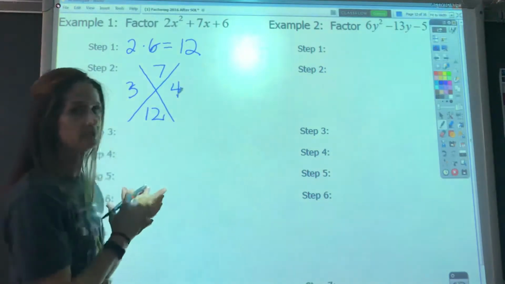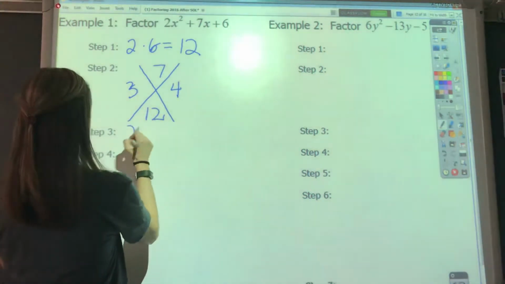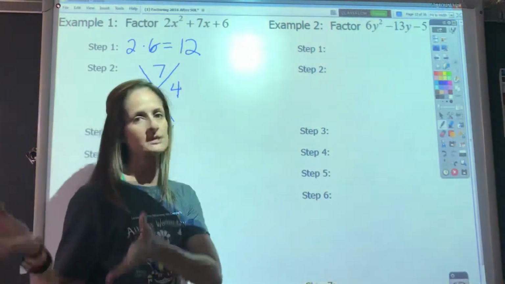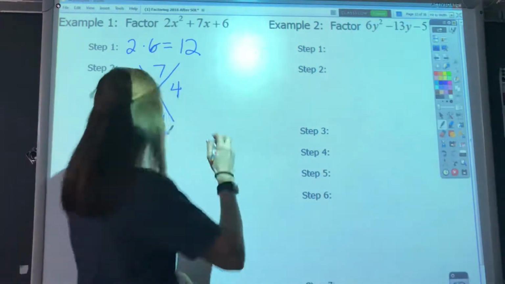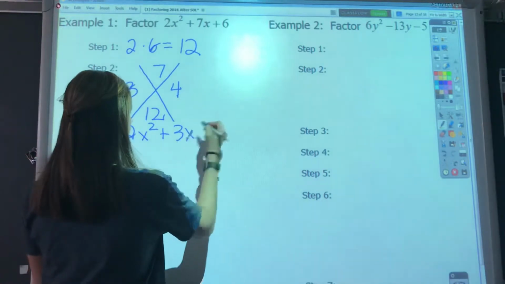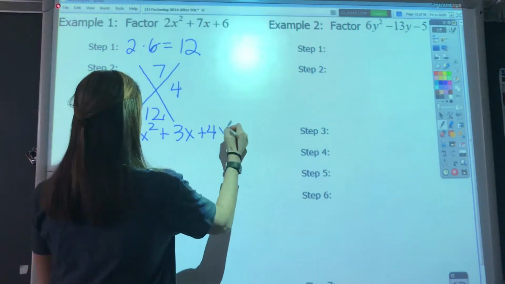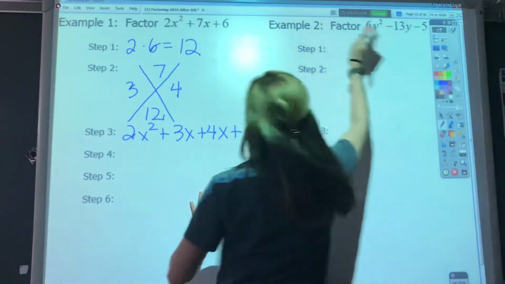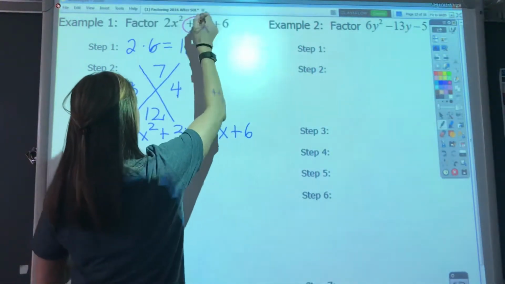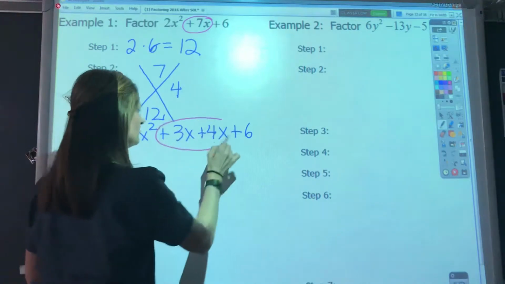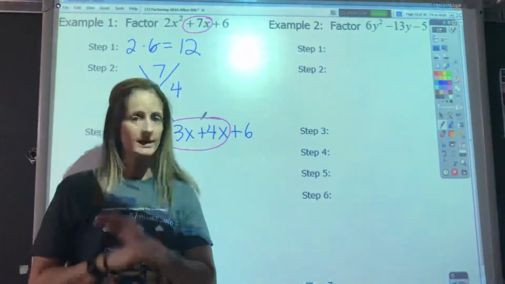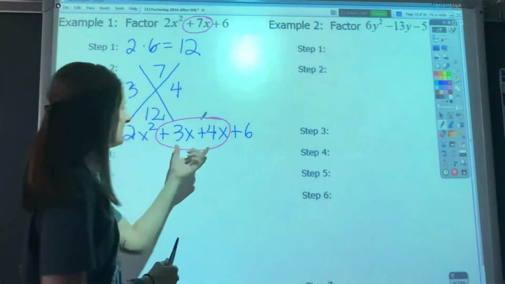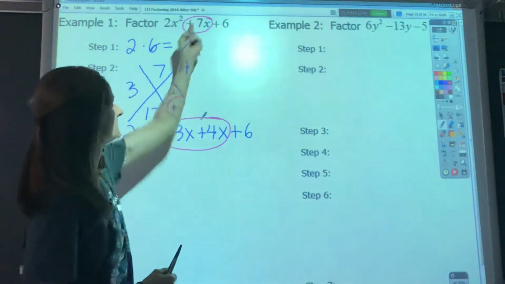What we just found is what we're going to break up our middle term into. And it doesn't matter if you put the 3x or the 4x first. I'm just picking one. All I did there was I separated this 7x into 3x plus 4x. That's it. I don't need the 12 anymore. The 12 just helped me to identify the two numbers to break up my 7 into.